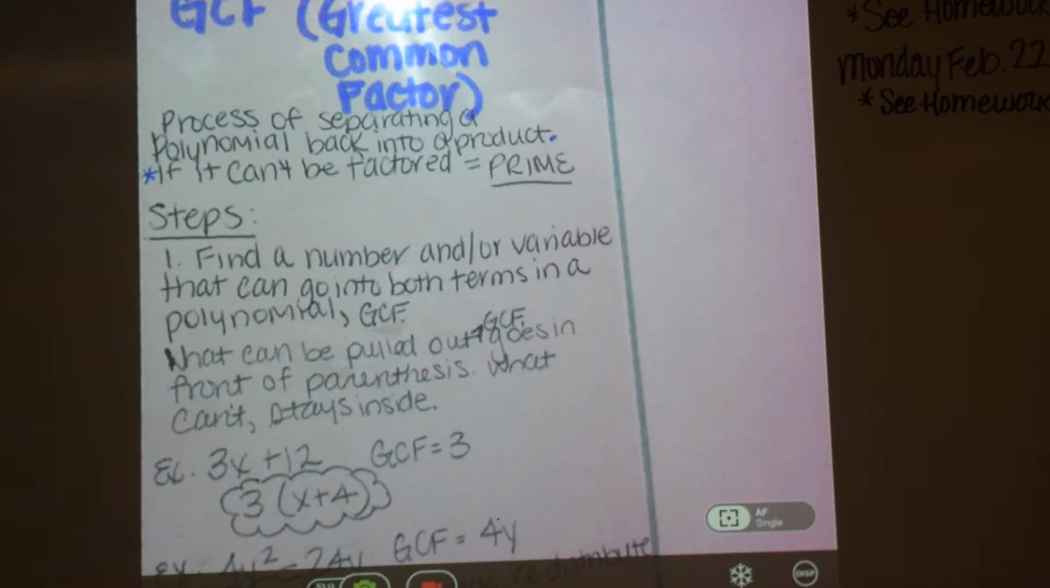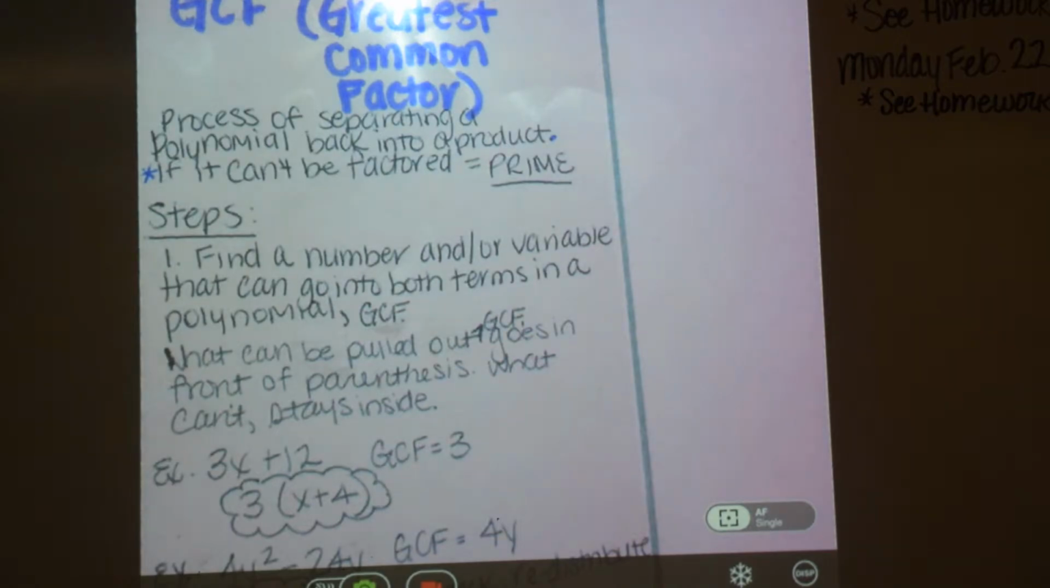Okay, so there are some steps that I want you, and maybe you'll put them in your own words, but first you're going to find a number and or a variable that can go into both terms in a polynomial. And it could be 3 terms or 4 terms. So something that they all have in common. And that's going to be your greatest common factor.